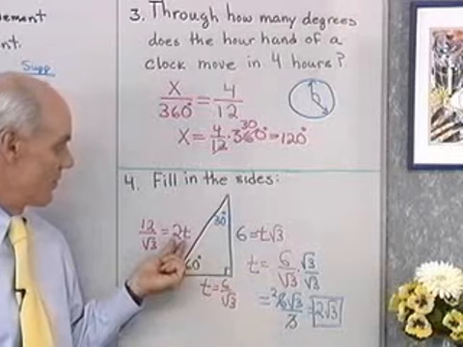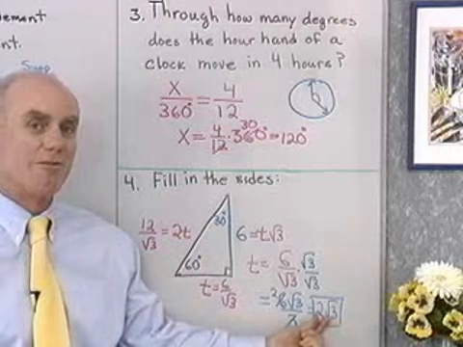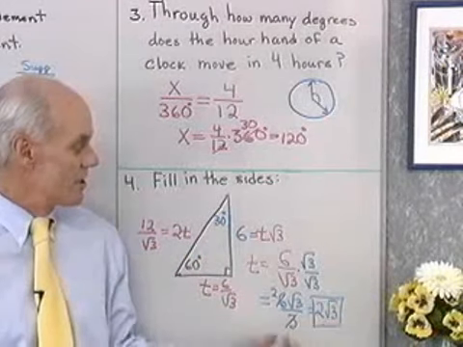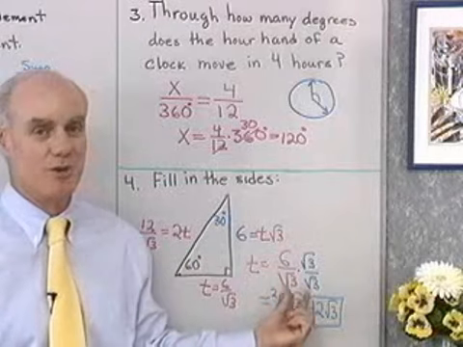So then my longest side will be twice that. That's either 12 over square root 3 or twice this, which would be 4 times square root 3. So we don't always rationalize the denominators in trigonometry, but you need to know how to do it in case we do.